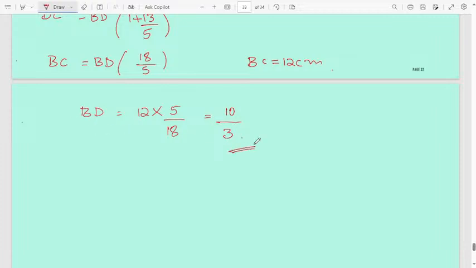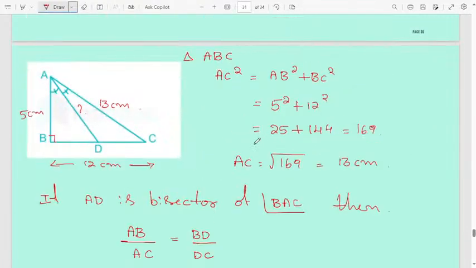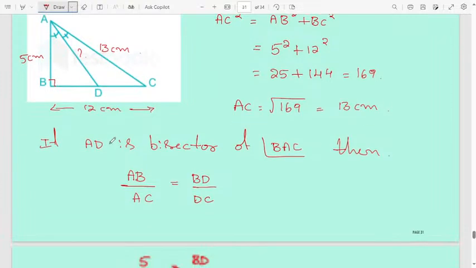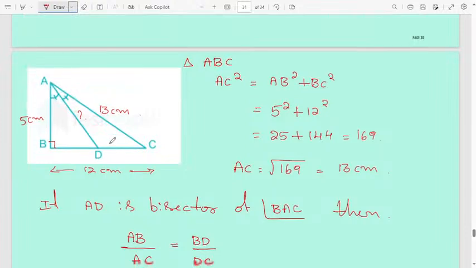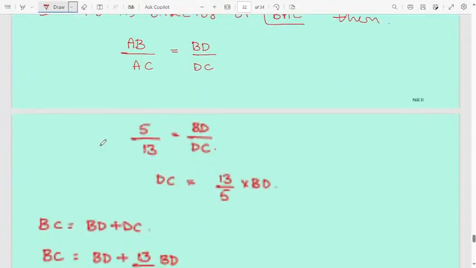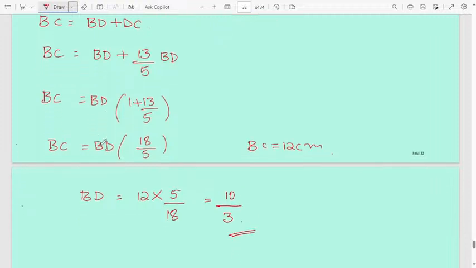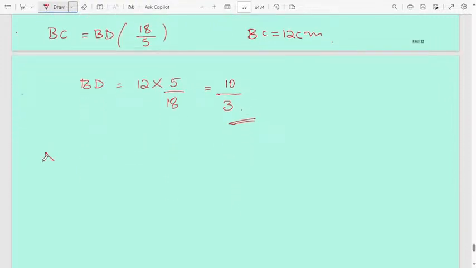But what you have to calculate, what they are asking, is the value of AD. Again consider the right angle triangle ABD. Now you consider ABD, this right angle triangle. This is a little lengthy problem. Now consider the triangle.